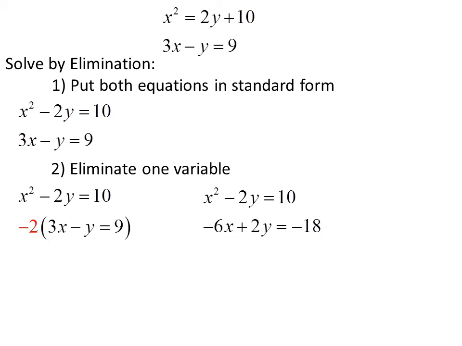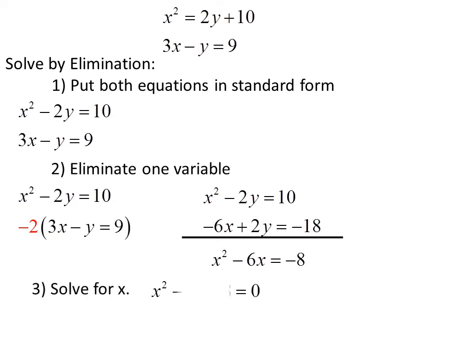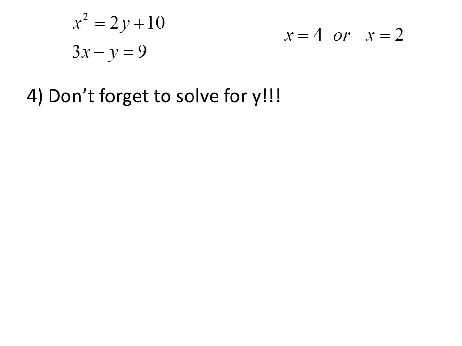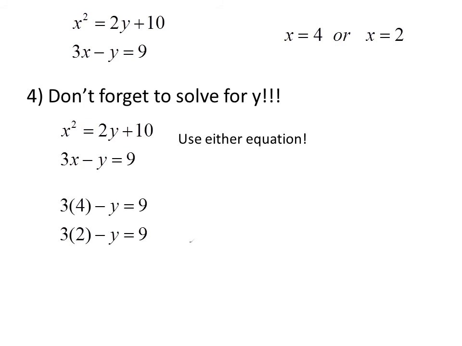Now that I have a -2y and a +2y, you can see that they would cancel out. So now I'm just going to add these 2 equations. X squared minus 6x equals -8. I'm going to add the 8 to both sides, and I'm going to solve for x. Once again, I get x equals 2 or x equals 4. I'm not going to forget that I also need to solve for y. Again, I could use either equation. I tend to use the simpler of the 2. I'm going to plug in 4 and 2, and I will get 4, 3 or 2, -3.